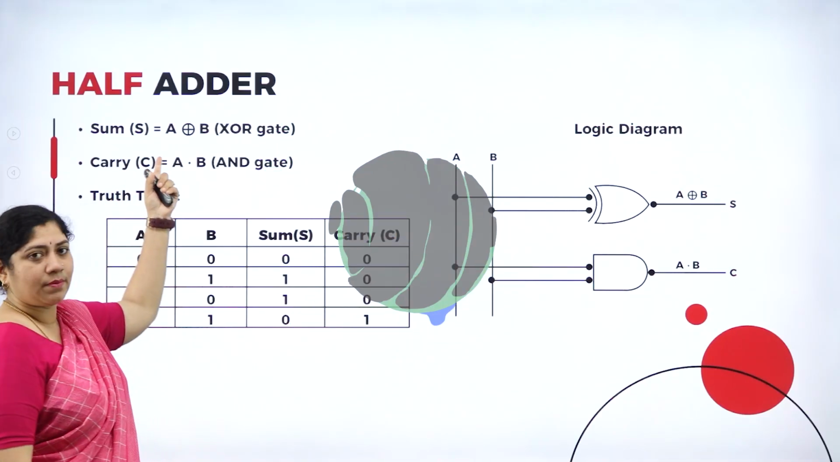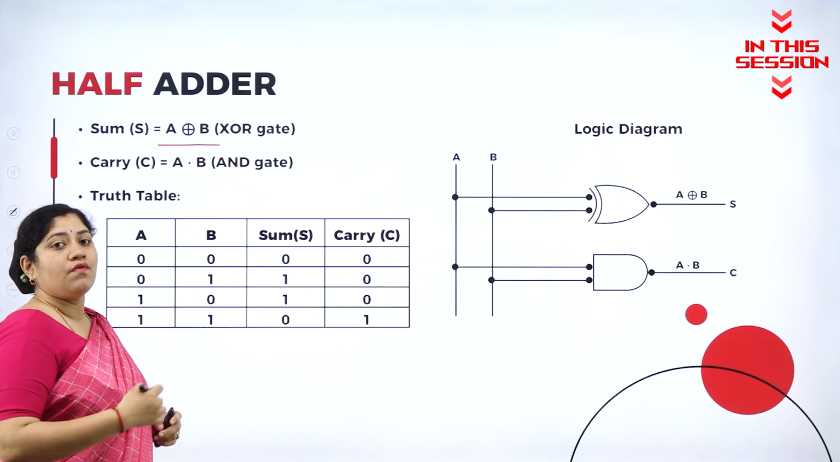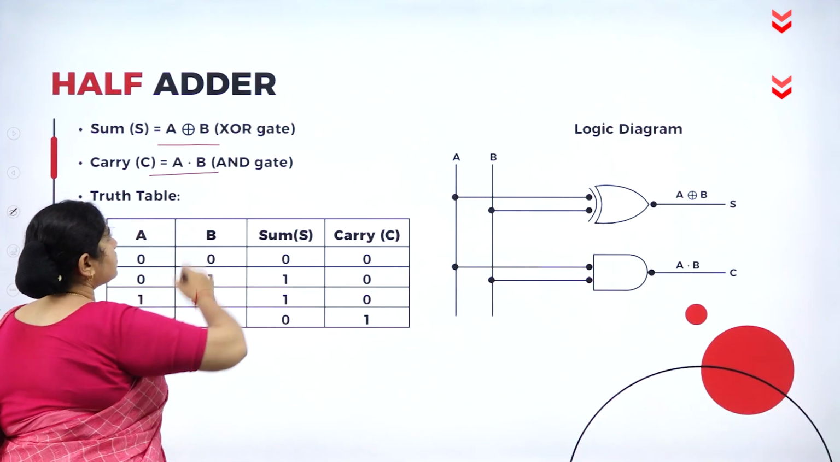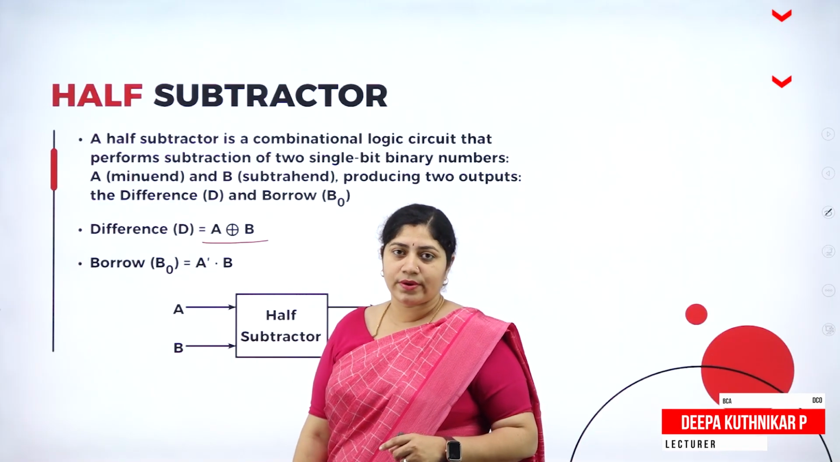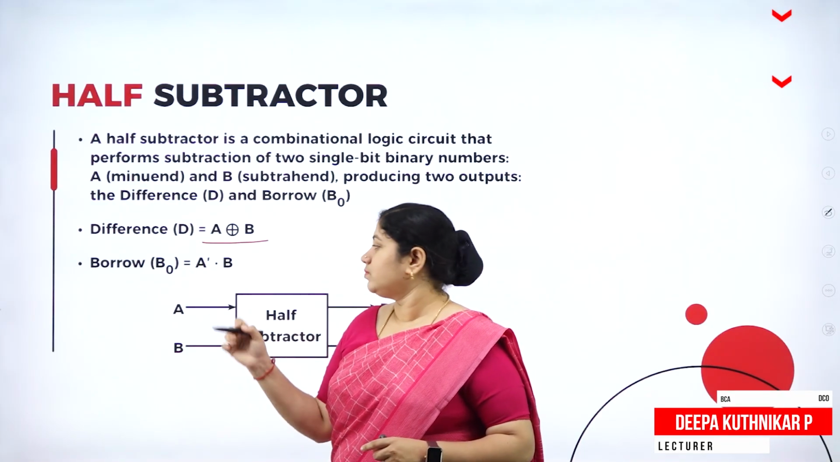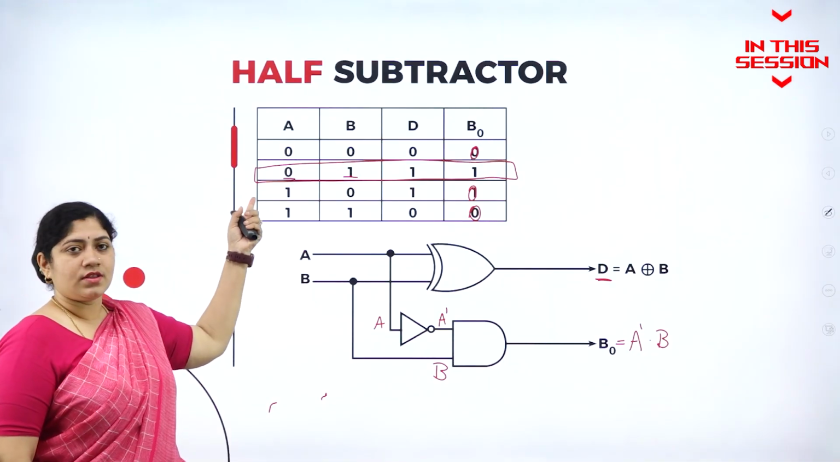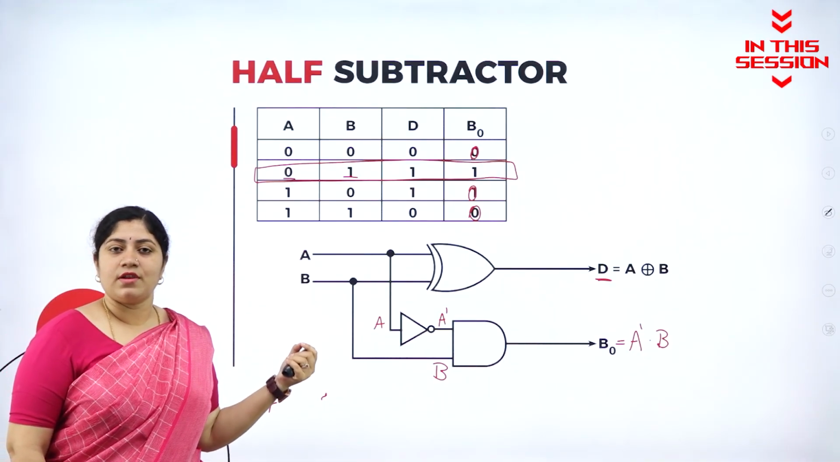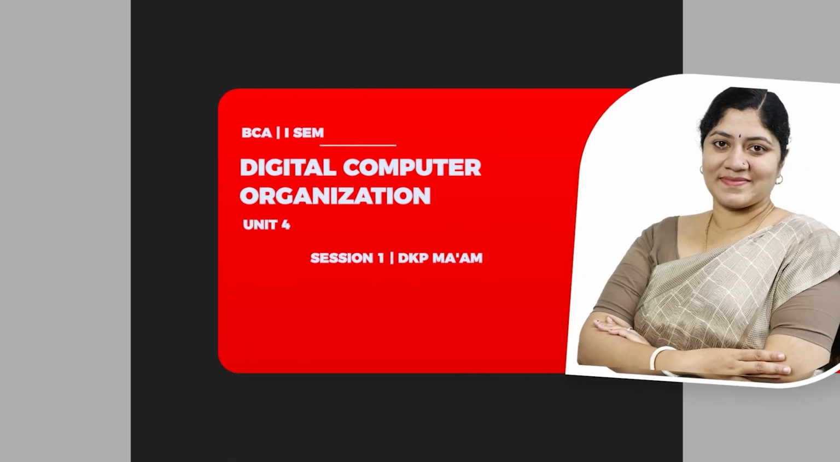The expression for sum is none other than our XOR gate, that is A XOR B, followed by our carry, which is nothing but an AND gate. So the reference expression is A XOR B, then a borrow. The expression will be A dash into B. So we will be getting this combination only when our A value is 0 and the second input B value is 1.